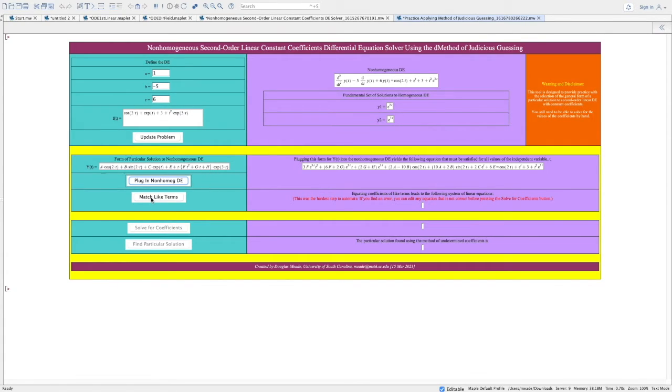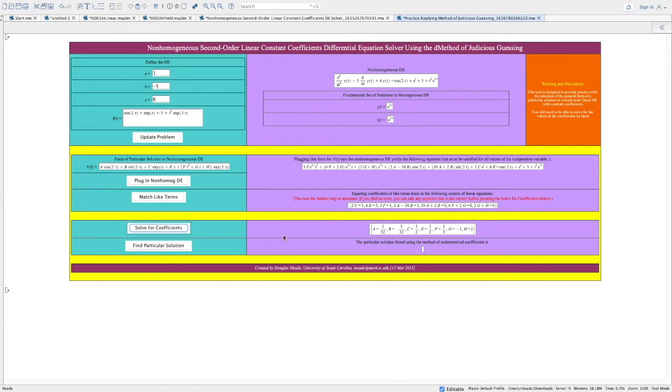And so I plugged it in. I can match the terms, and so there are the equations equating all the coefficients. There are the 7 equations that need to be satisfied. This is pretty easy to go through and solve most of it, but we can also ask Maple to do that.